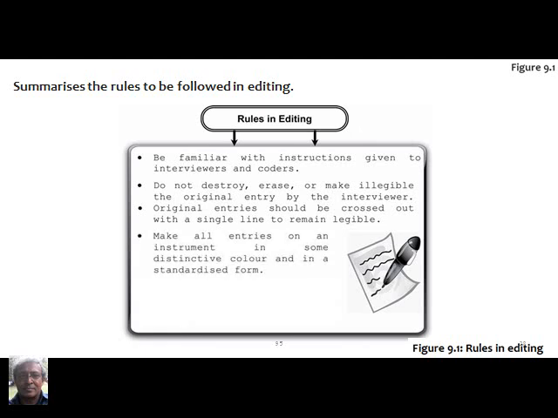Make all entries on an instrument in some distinctive color and in a standardized form. Initial all answers changed or supplied. Place initials and date of the editing on each instrument.